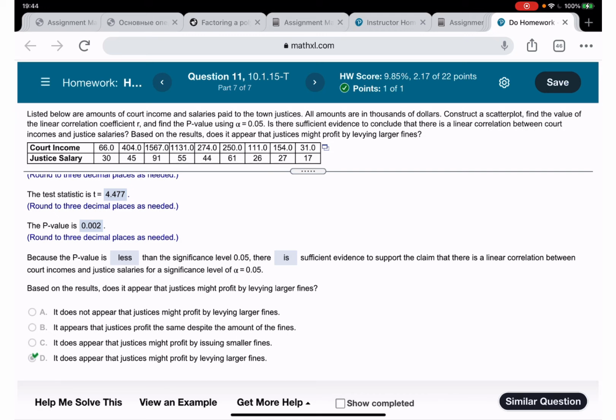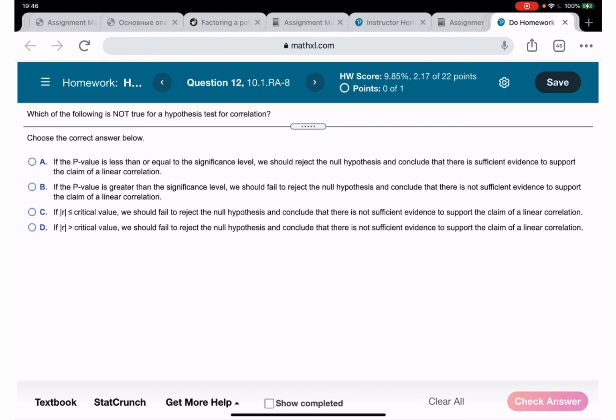Moving to question number 12. Which of the following is not true for hypothesis test for correlation? Okay. If p-value is less than or equal to the significance level, we should reject the null hypothesis and conclude that there is sufficient evidence to support the claim. That is true. If the p-value is greater than the significance level, we should fail to reject the null hypothesis and conclude there is not sufficient evidence to support the claim of linear correlation. That is also true.